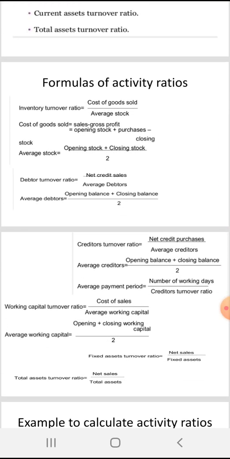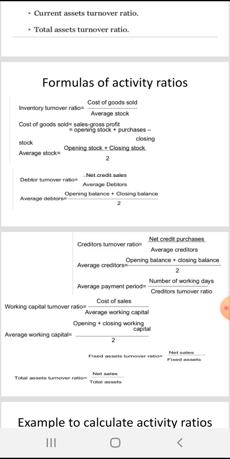Now let us see the different formulas of activity ratio. Inventory turnover ratio is equal to cost of goods sold divided by average stock. Cost of goods sold is equal to sales minus gross profit, or opening stock plus purchases minus closing stock. Average stock is equal to opening stock plus closing stock divided by 2.